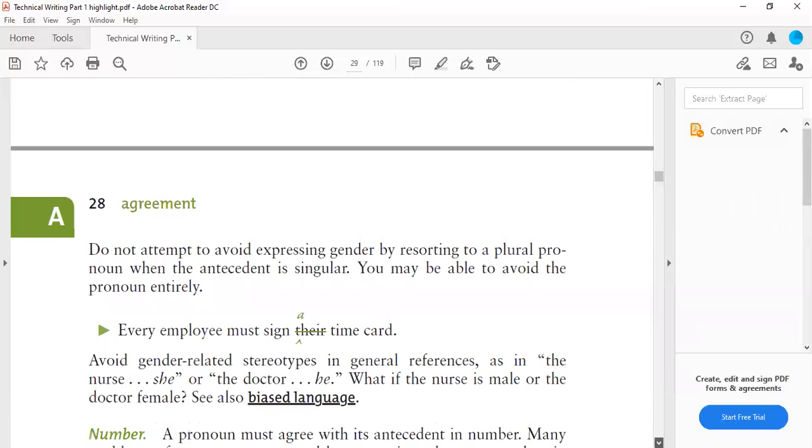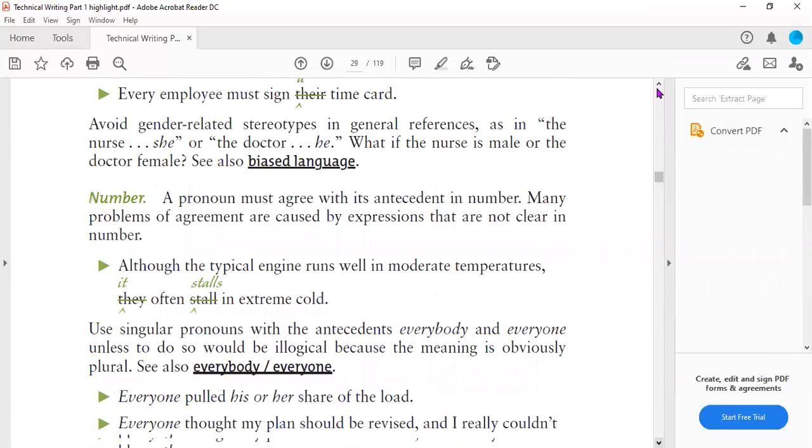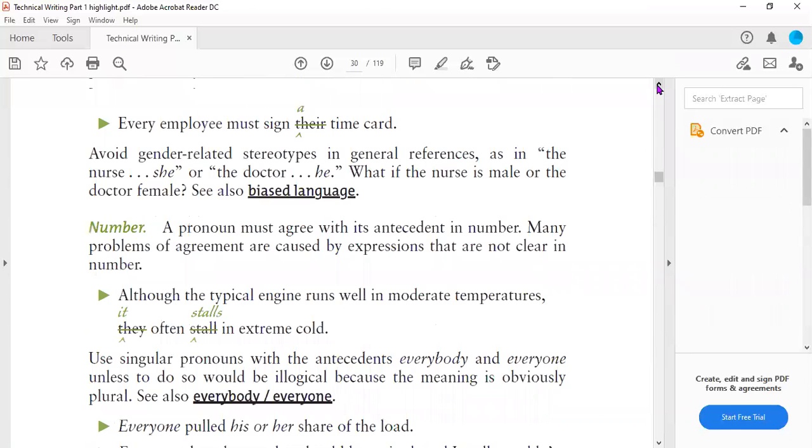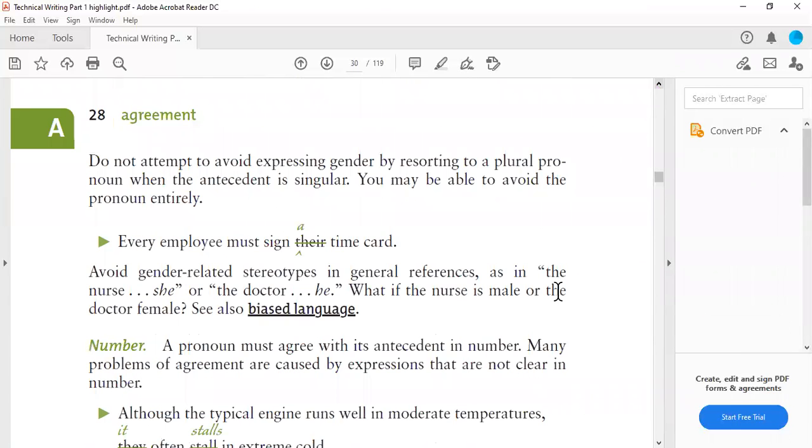Do not attempt to avoid expressing gender by resorting to a plural noun when the antecedent is singular. You may be able to avoid the pronoun entirely. Every employee must sign a time card. So simply here, instead of using "their" or "his or her", you just use "a", and in this case you don't need to identify the gender here.